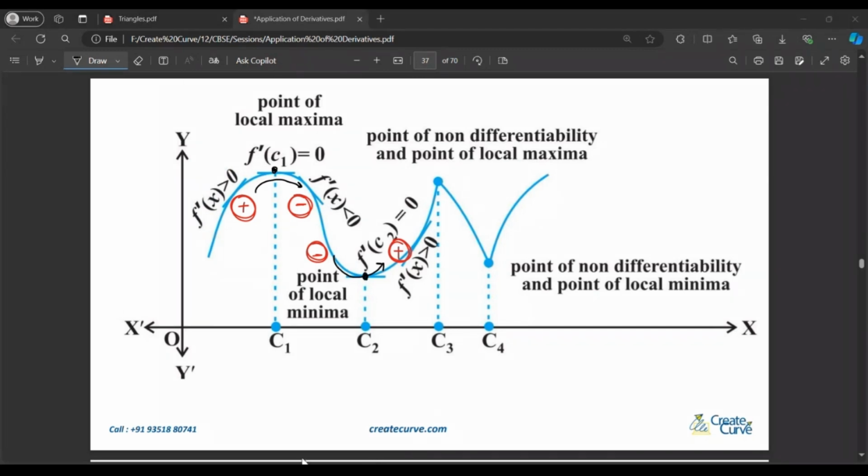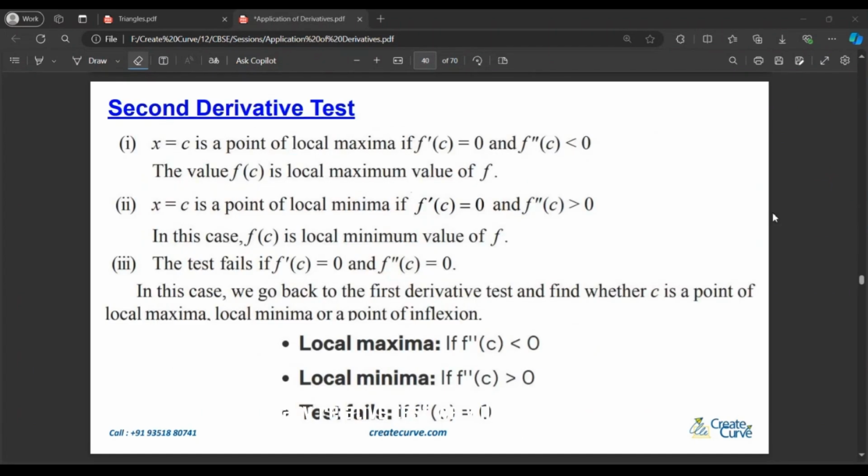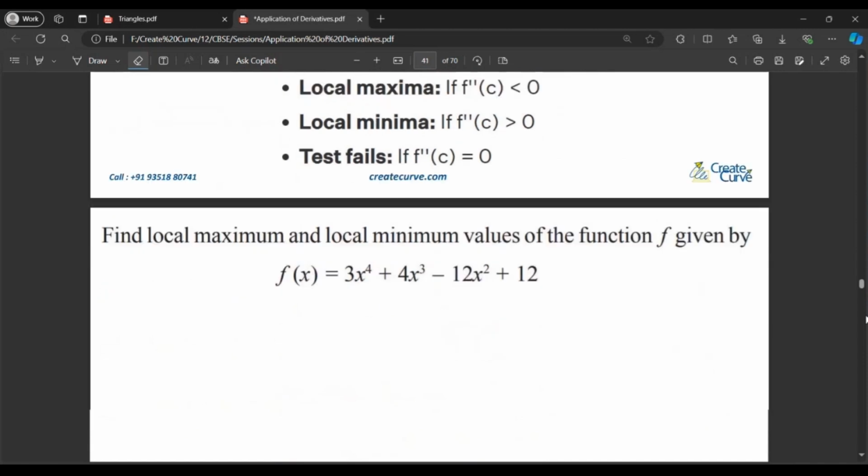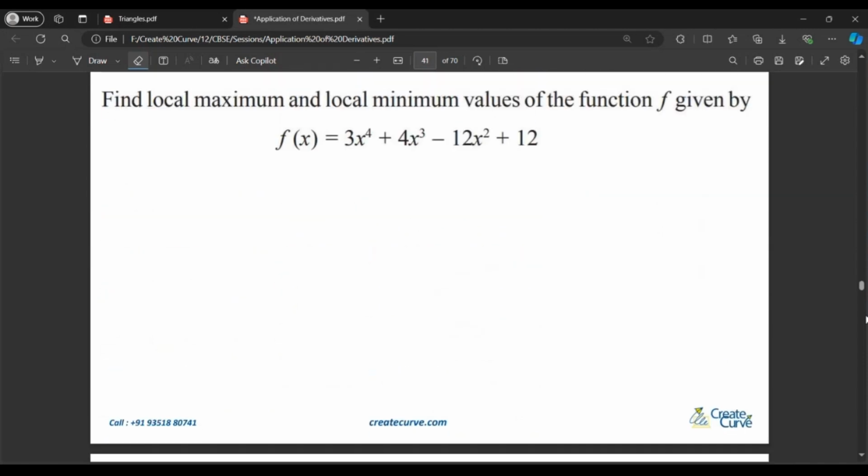So now one more question we can do. Same concept. Second derivative test. First we will find f dash x. Then f dash x is equal to 0. We will find the x value. Simple. Let's try with the question. So what is the first step? Differentiate the function and tell me what is coming.